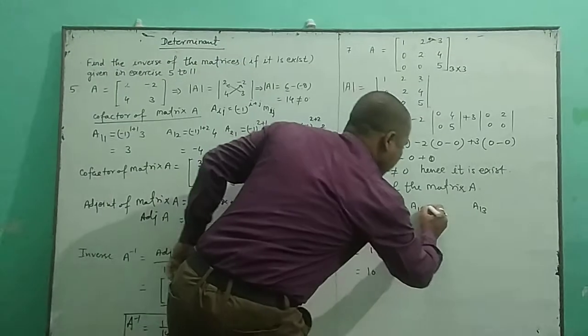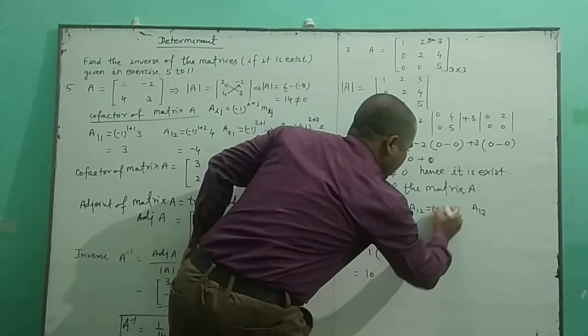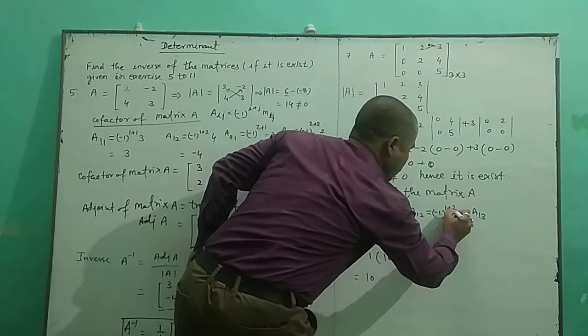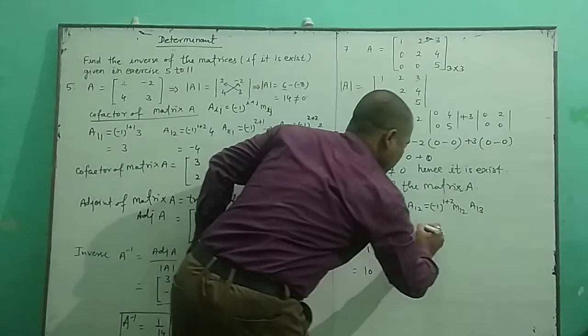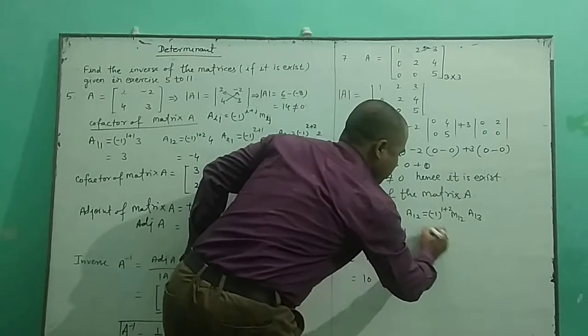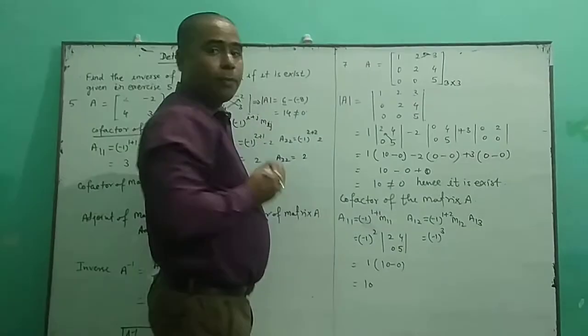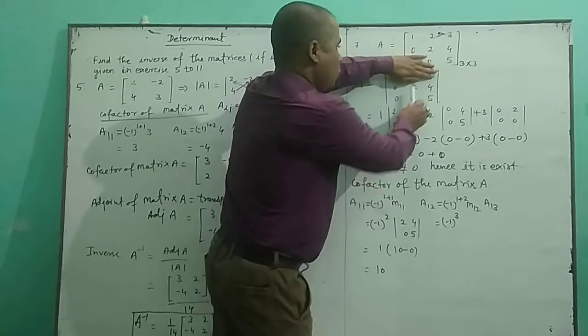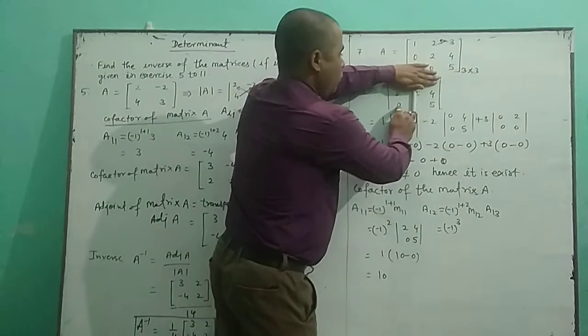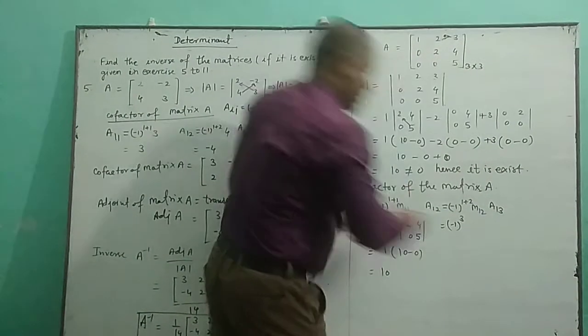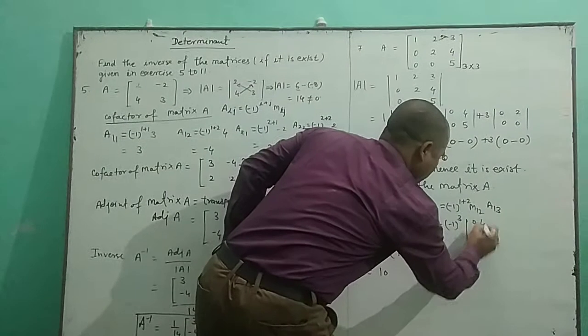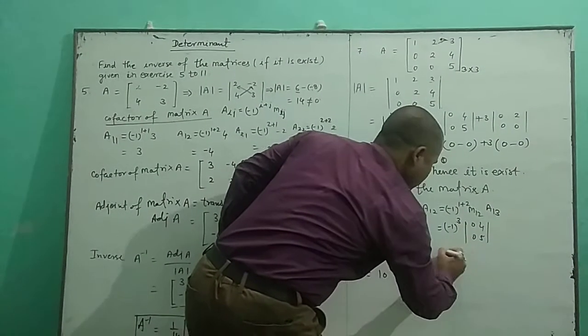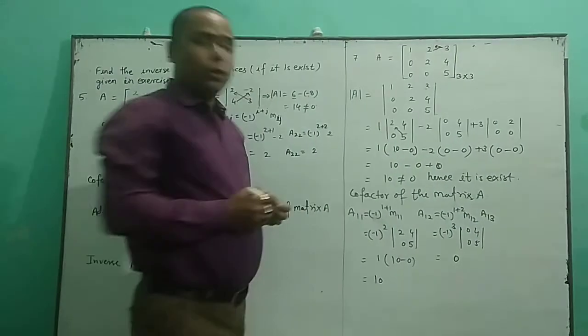Now what will be the value of A12? Minus 1 to the power 1 plus 2 into M12. Minus 1 to the power 3, and the value of M12: first row and second column we have to close. First row and second column closed, 0 4 0 5 is left. The value of this one will be 0.